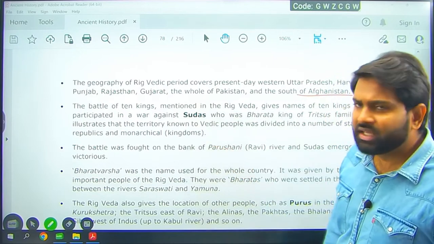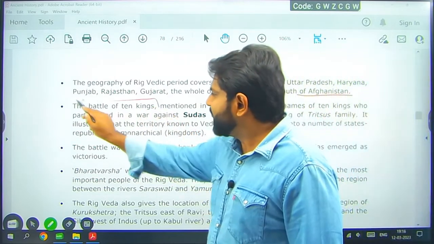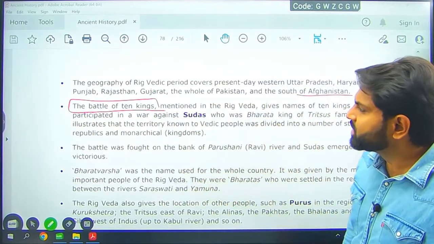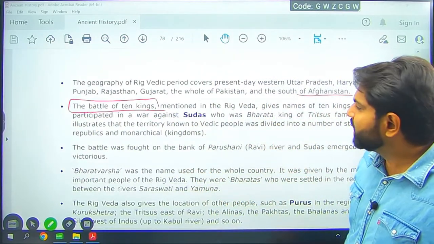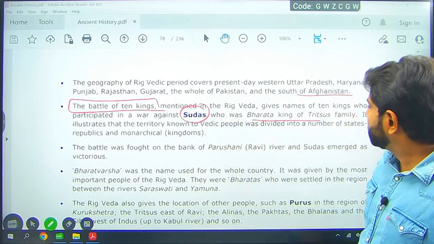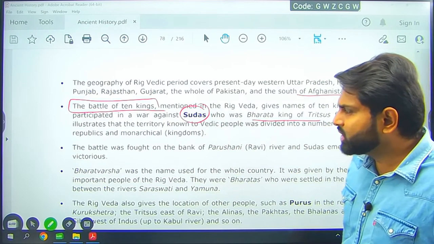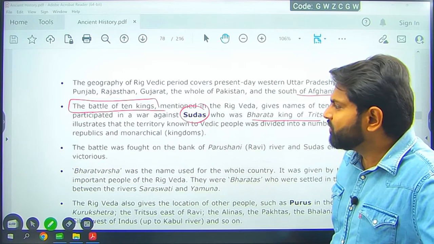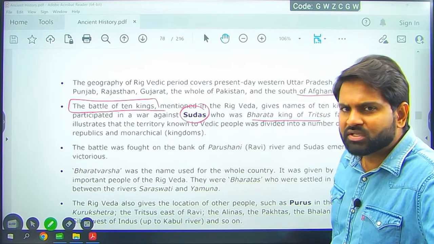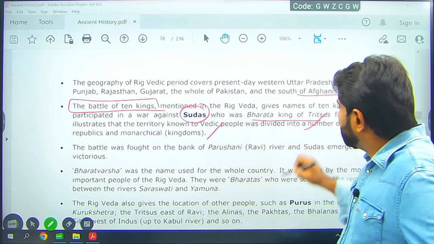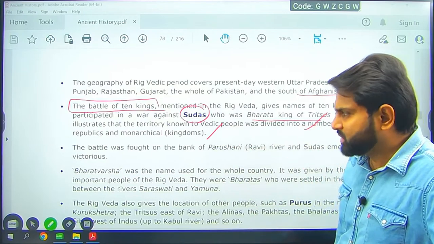The Battle of 10 Kings, very important. The Battle of 10 Kings mentioned in the Rigveda gives the names of 10 kings who participated in the war against Sudas, who was a Bharata king of the Trtsu family. It illustrates that the territory of the Vedic people was divided into a number of republics and monarchies. So we have a combination of monarchical type of emperors and state republics.